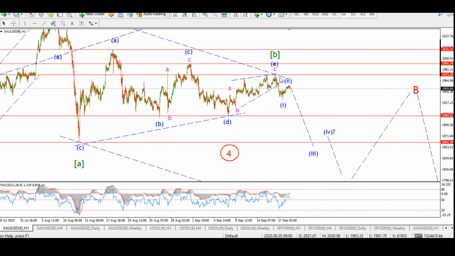First of all, we have to see this B wave high hold as resistance, and we should see a break of 1905 as a trigger, as a confirmation point for this larger wave C. So in the medium term, over the next couple of weeks, I'm still looking lower. And once we get 3 waves down complete, if that's the way this is going to go, then I think I'll be turning Super Bull again on gold.